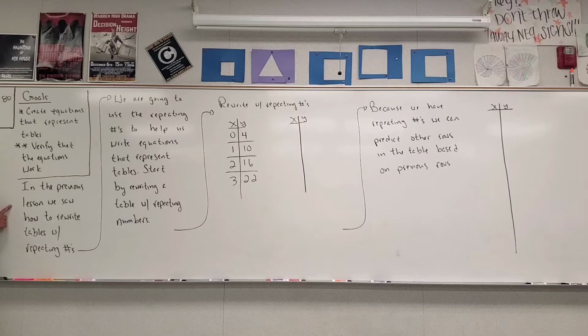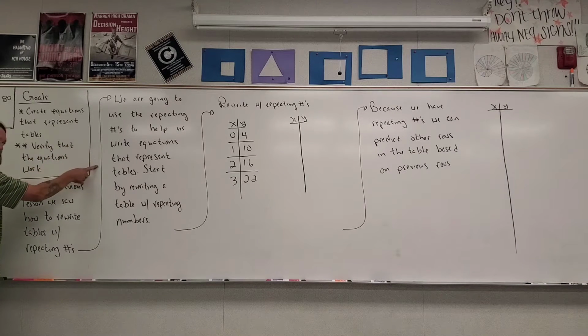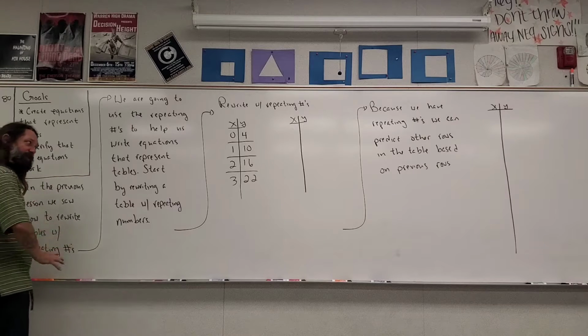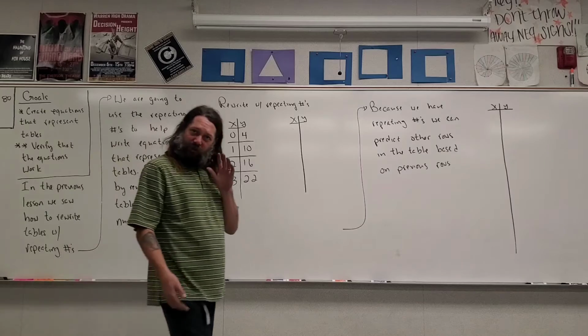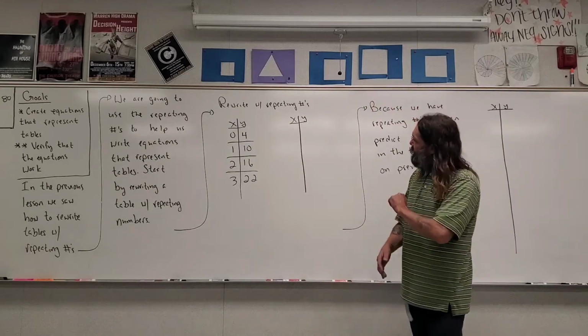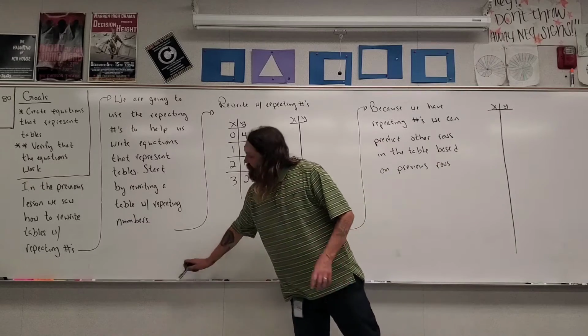So in the previous lesson, we saw how to rewrite tables with repeating numbers. We're going to use the repeating numbers to help us write equations that represent tables. So we're going to start this lesson by rewriting a table with repeating numbers. So just to review to make sure we're all on the same page. Now I'm not going to show everything we did on the first video. We don't have to show everything. We can actually streamline this, all right?